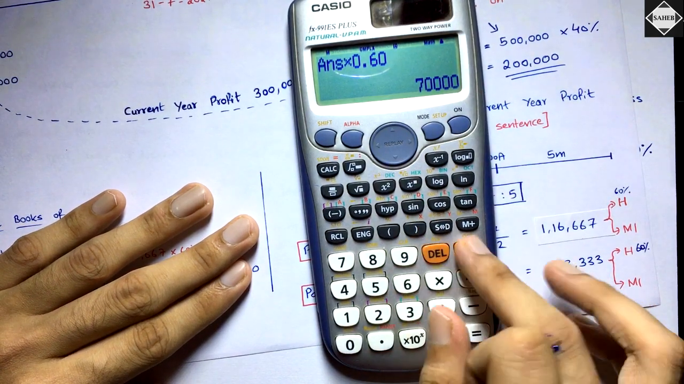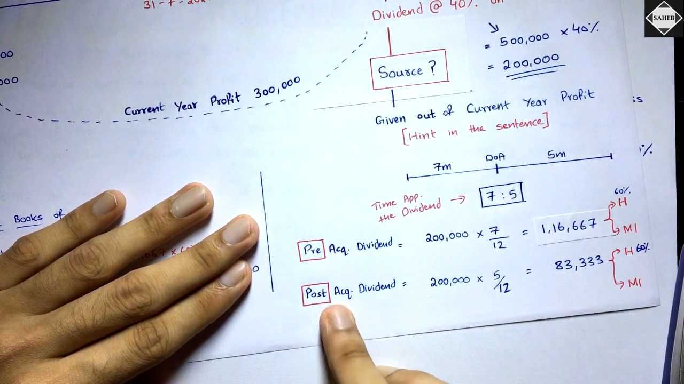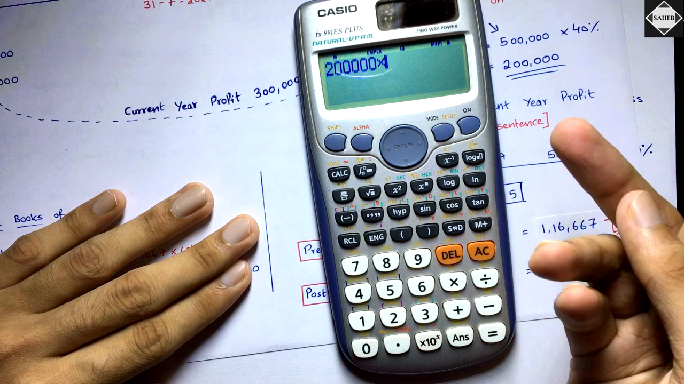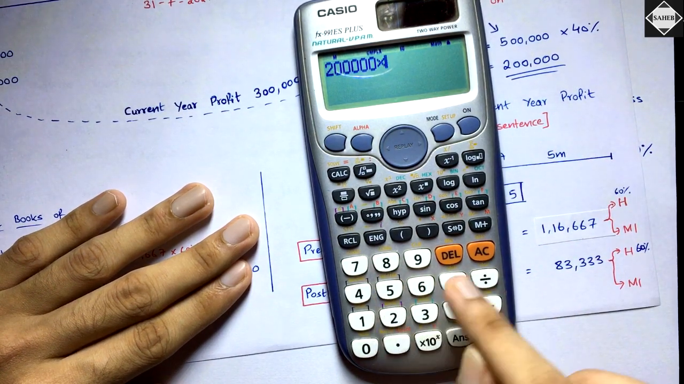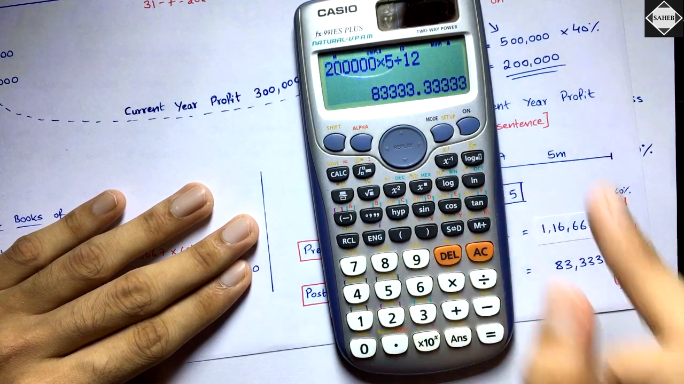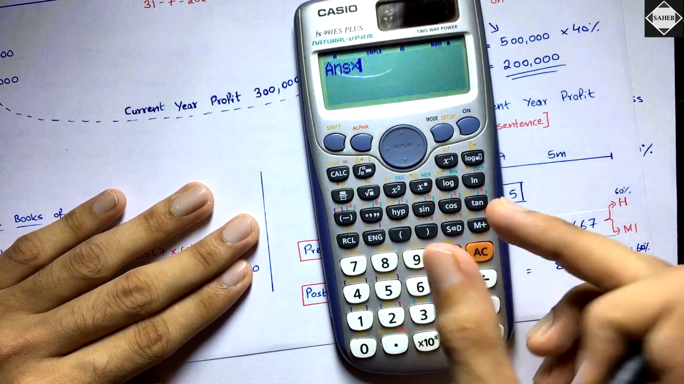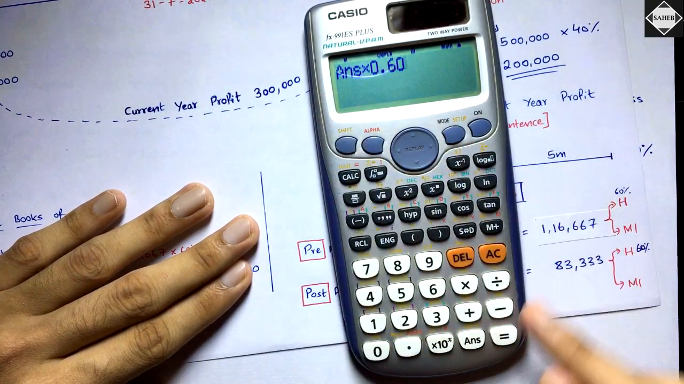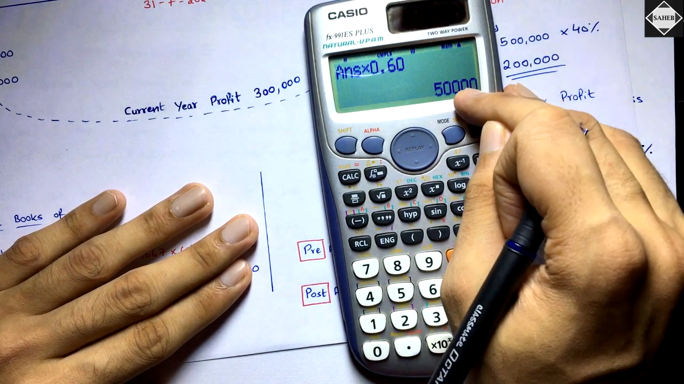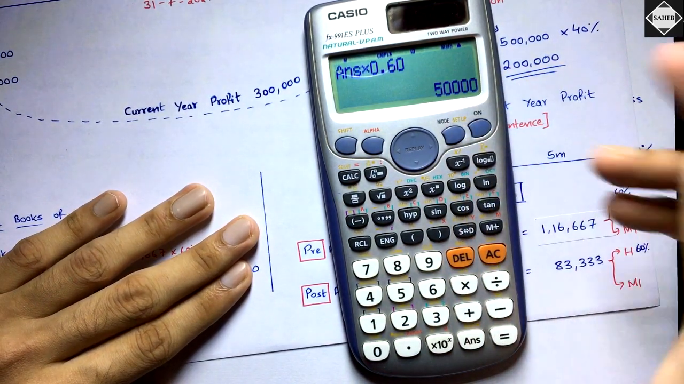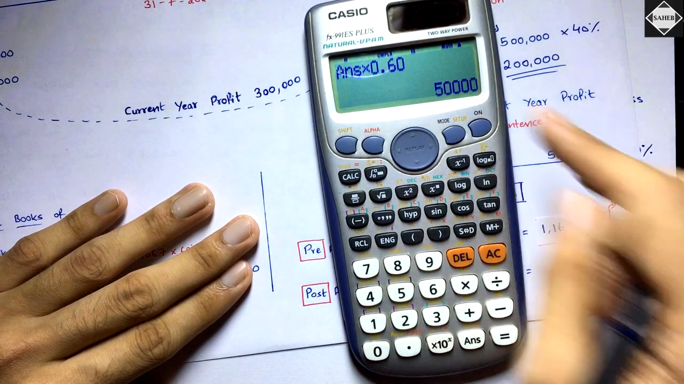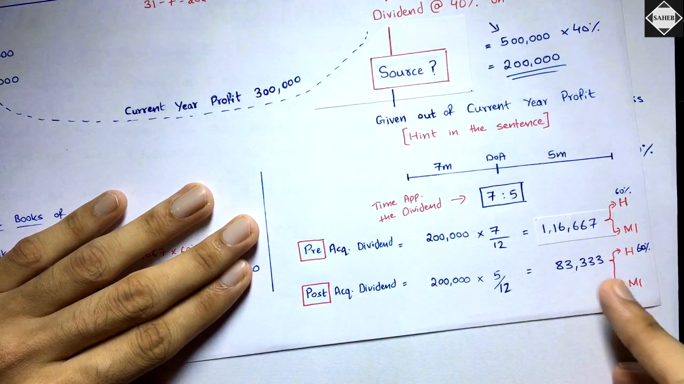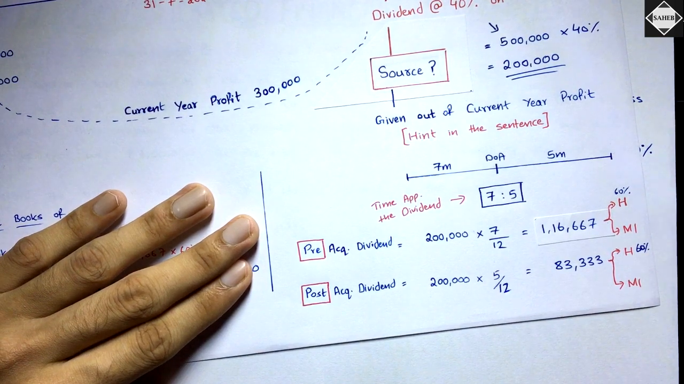Is that clear? And then the next dividend you have, the post-acquisition dividend. How will you calculate? It's simple. Just time apportion. 2 lakh was the entire dividend which the subsidiary company gave. Now 5 months is the post period, so into 5 divided by 12, that's equal to 83,333. Of this, 60% is the holding share, so into 60%, that's equal to 50,000. So 50,000 will go to the holding company, and the remaining will go to minority interest. Of this dividend, 60% holding, 40% minority.